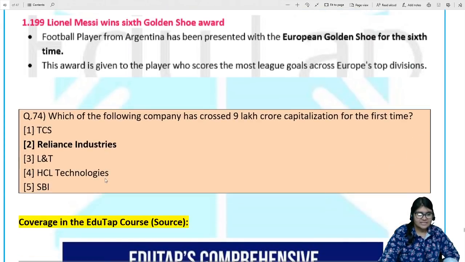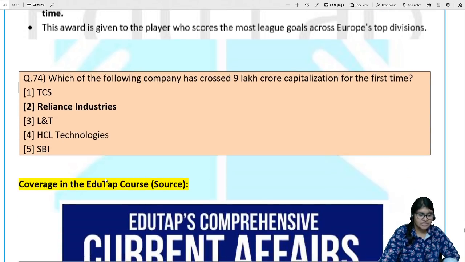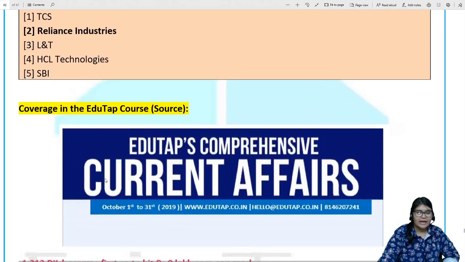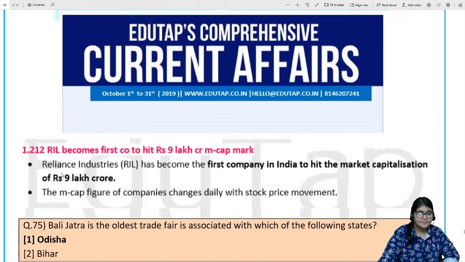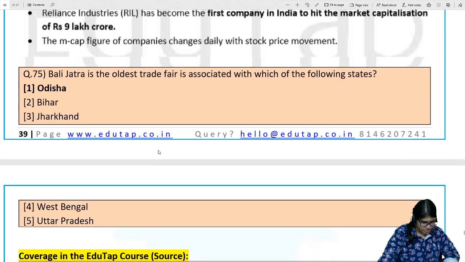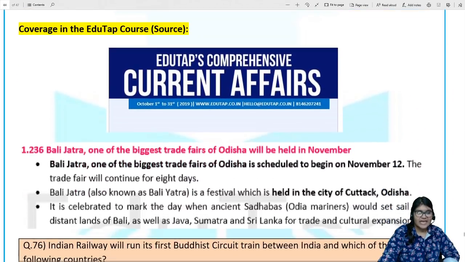Okay. Next, which of the following companies has crossed 9 lakh crore capitalization for the first time? It was Reliance Industries which had achieved this feat. Here again it was there in the month of October in our magazine. RIL becomes first to hit 9 lakh crore market capitalization mark. Right? 75th question, guys. Bali Jatra is the oldest trade fair and it is associated with which of the following states? It is Odisha. It was there in the month of October.